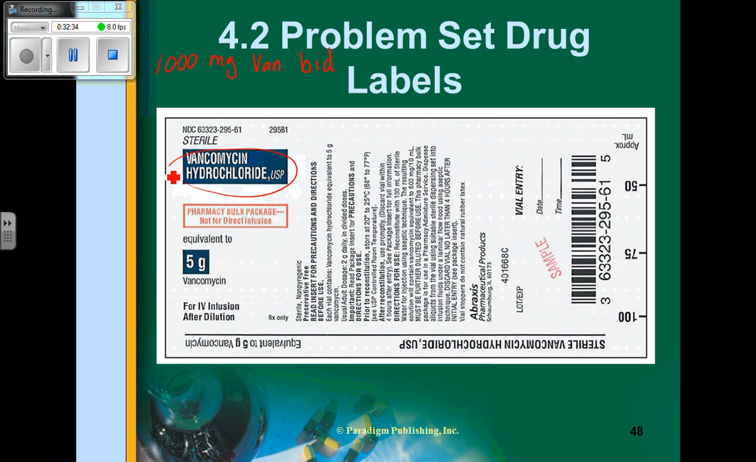We have vancomycin. It comes in 5 grams, but they've said to give it in milligrams. So what you want to do here is question A, which I'm going to do at the bottom here. It says how many doses are available in 1 vial. So we know 1 vial, because this is a vial, is equal to 5 grams. So that is our known: 1 vial equals 5 grams.